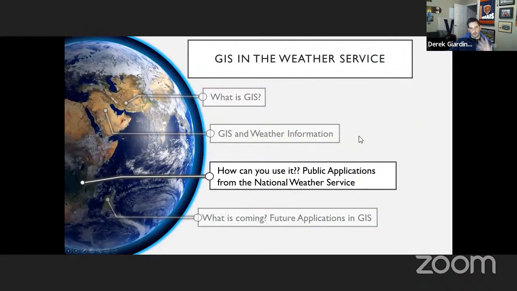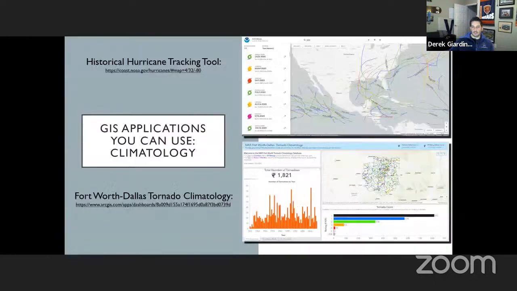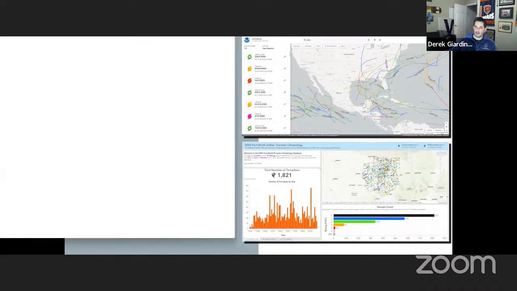So that's what brings us to our important part, and I'm going to be more interactive. This is one of the few times that being online is actually going to be advantageous. These are some of the tools that you can use. There are websites that work, and you can go on them whenever you want and look at GIS data. One of them is this hurricane tracking tool.